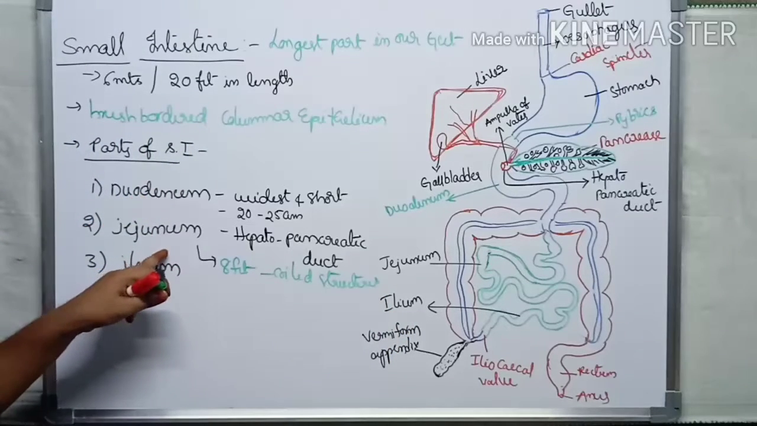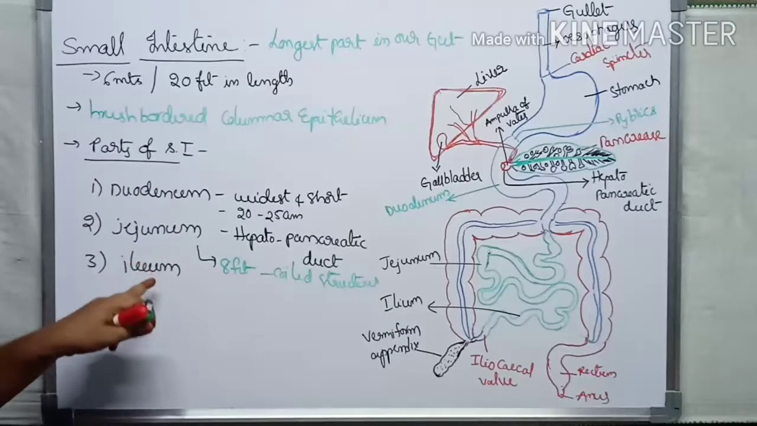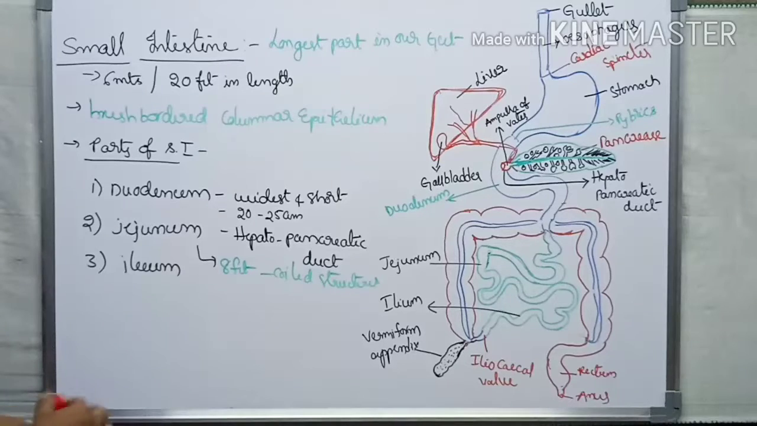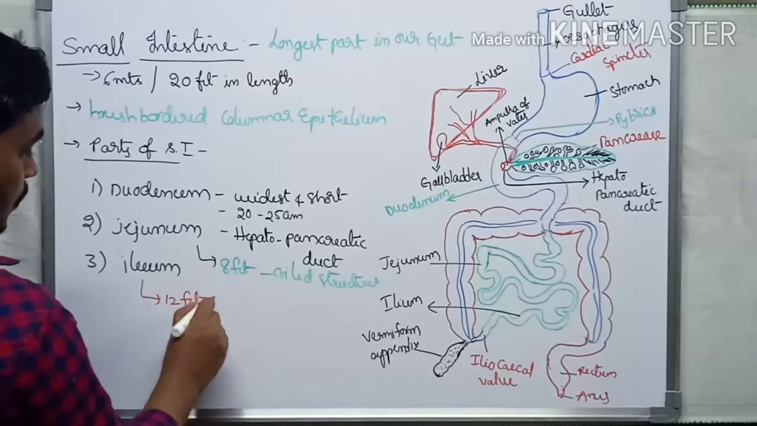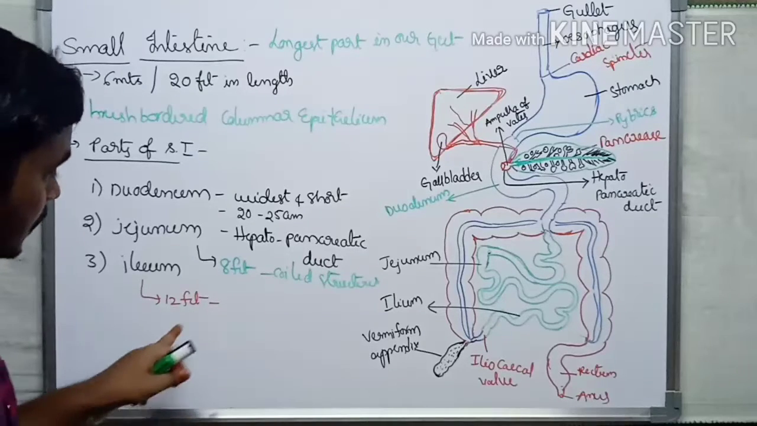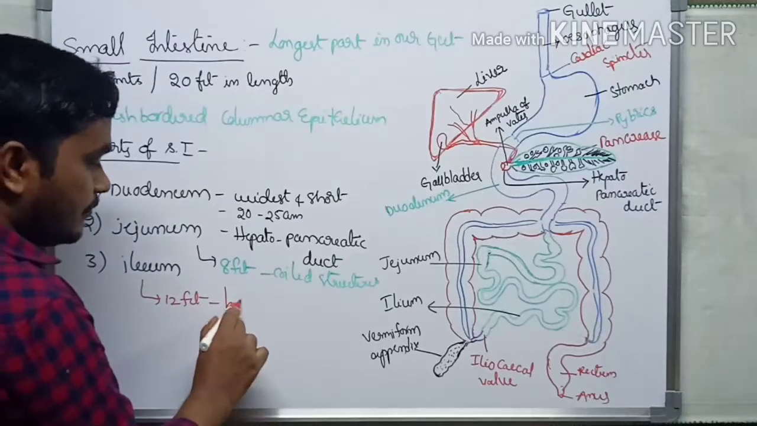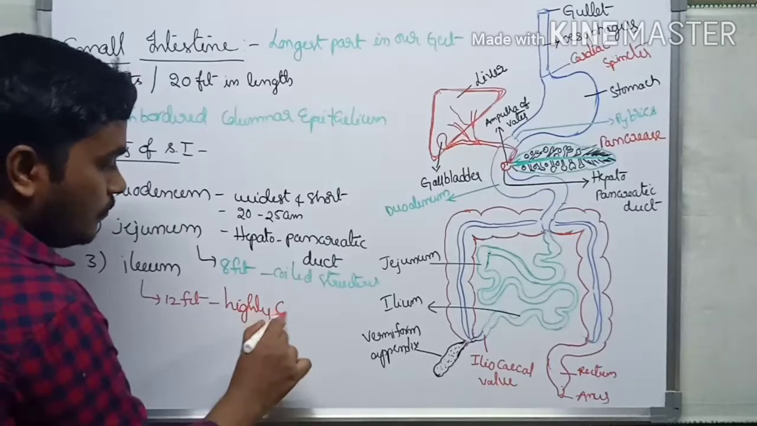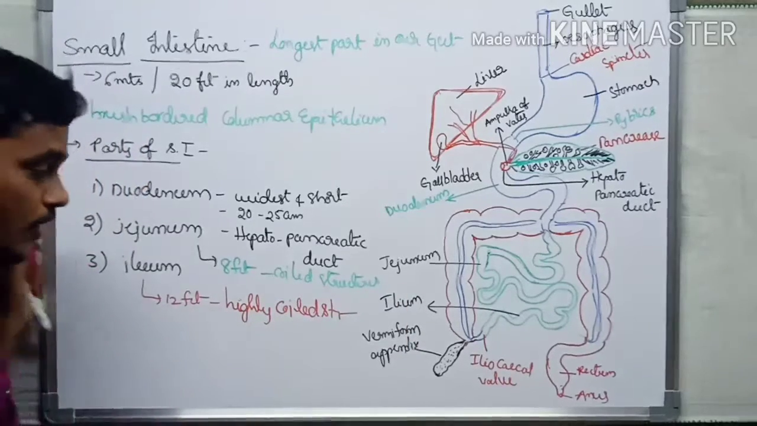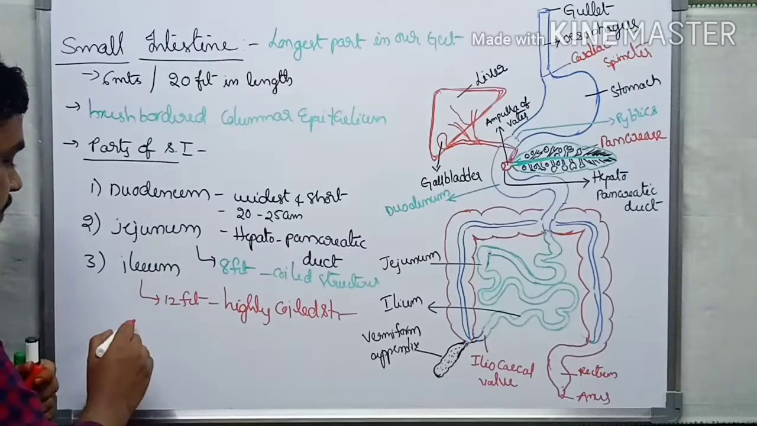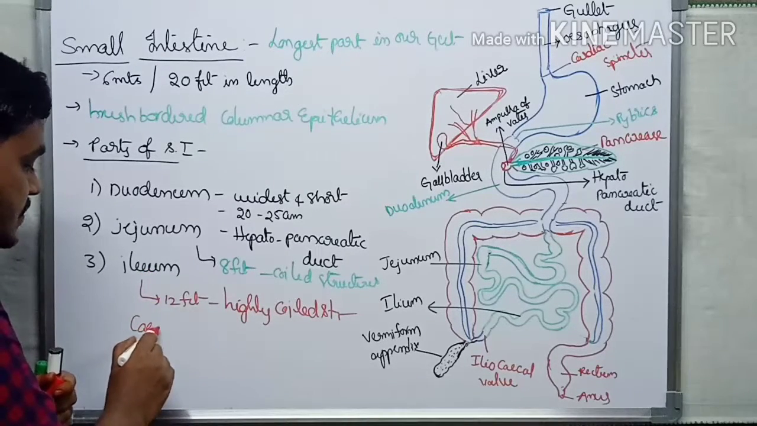The duodenum opens into the jejunum region. Then the jejunum opens into the ileum. The length of the ileum is 12 feet. It is a highly coiled structure in the small intestine. This ileum opens into the next region, the cecum.